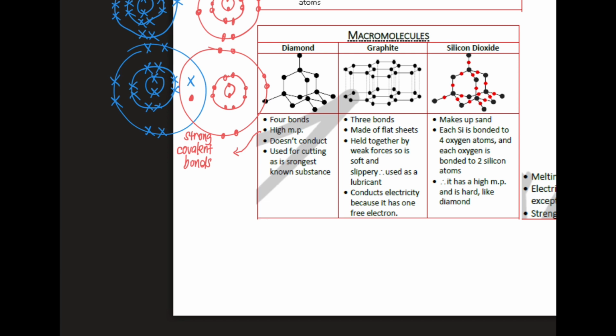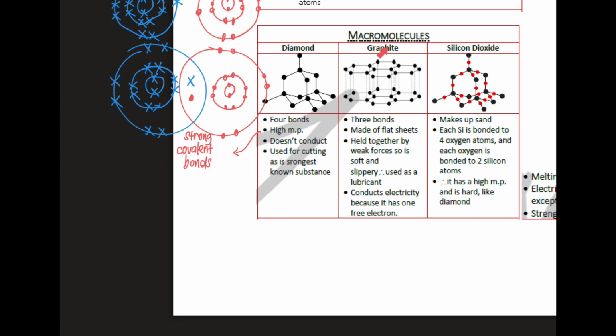Doesn't conduct electricity or heat. Same reason: no free ions, no ions at all. They are all just atoms. No free electrons. The electrons are used to form covalent bonds. Used for cutting as it is the strongest known substance. Cut what? Let's say you want to penetrate through the ground to get petroleum underground. You can use diamond to cut the ground.